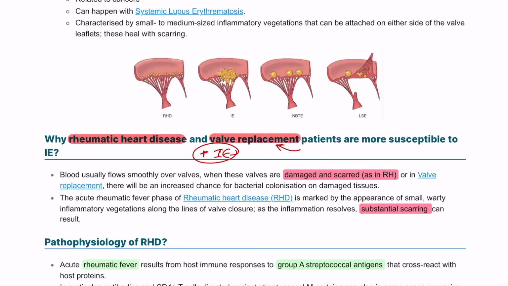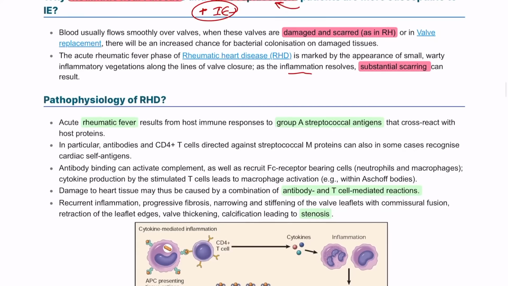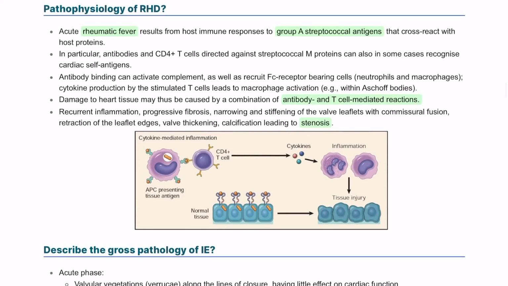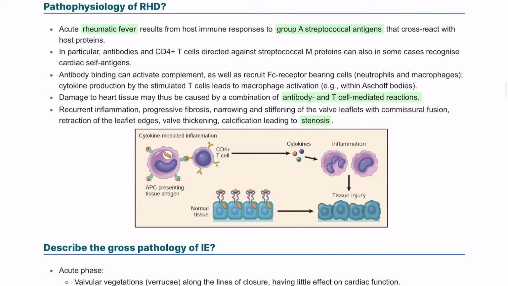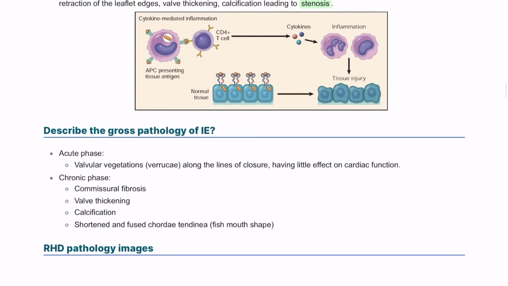So the answer to this question should be that the blood usually flows smoothly over the endocardial surface, but in rheumatic heart disease and valve replacement, there will be lots of scarring that will interfere with this process, and the inflammation will happen as well. The pathophysiology of rheumatic heart disease, to be honest, I wouldn't cover this area. It's not really relevant, in my opinion, but feel free to read that.